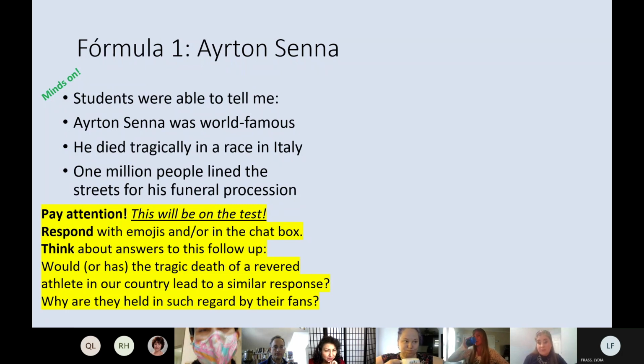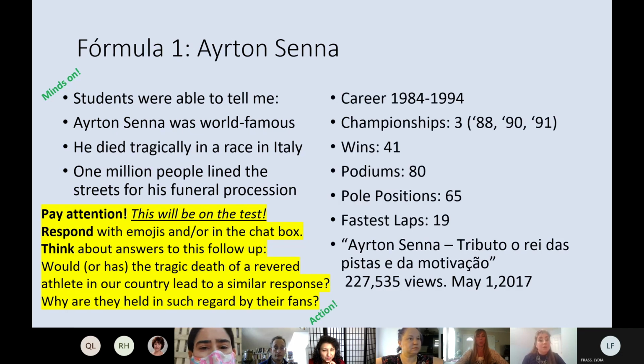Honestly, before learning about Senna, I knew nothing about Senna. So I'm going to show you a few clips of videos, and then the follow-up question would be, would the tragic death of a revered athlete in our country lead to a similar response? When Senna died, the government declared 3 days of mourning. And as you see, 1 million people came to his funeral procession.